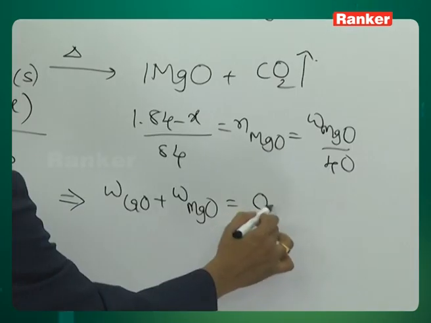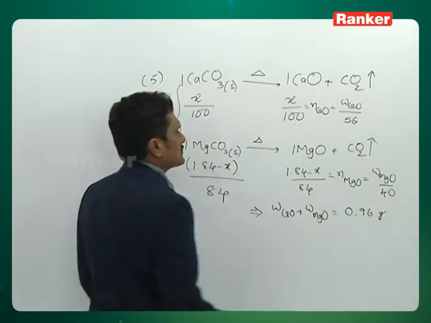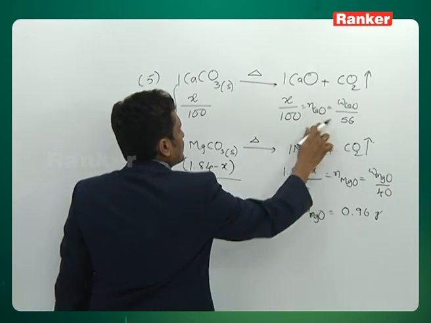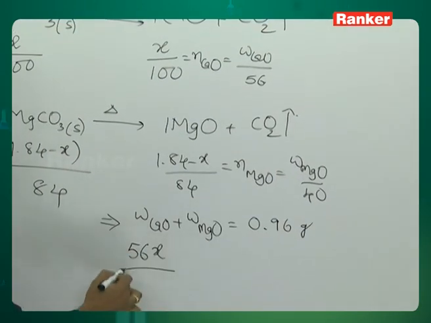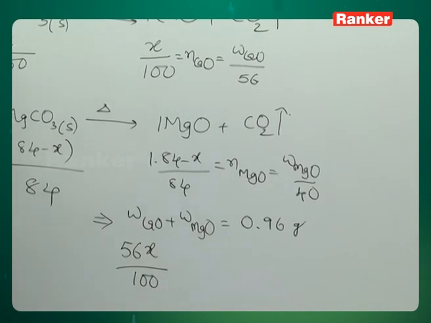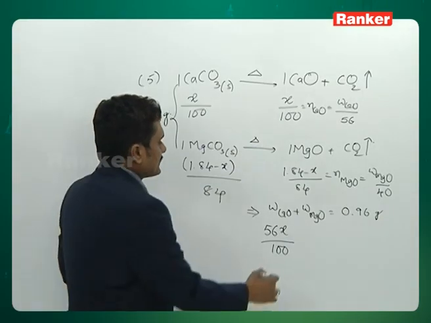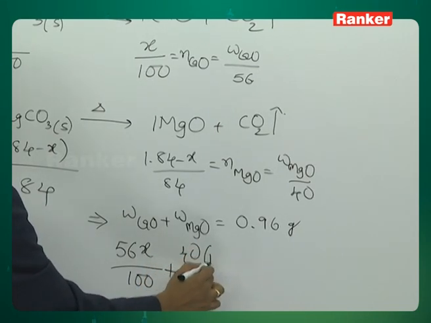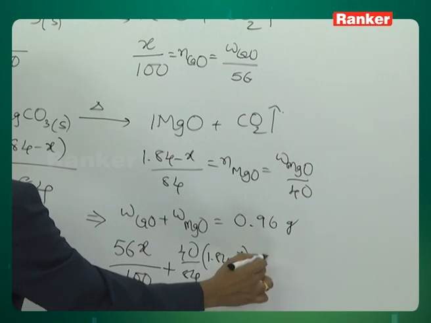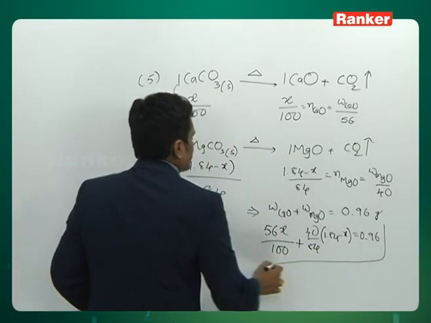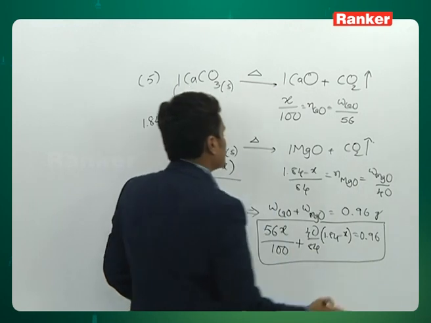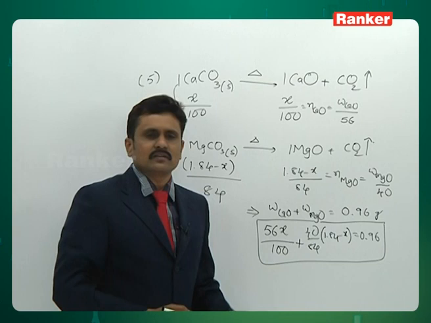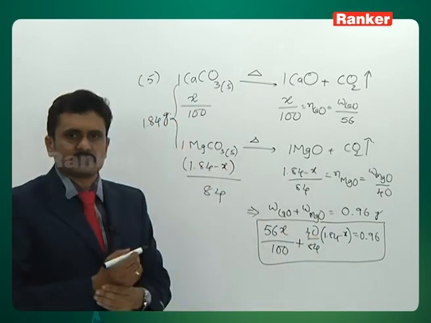it's given in the problem as 0.96 gram. You can see from the above information, we have got the weights of CaO as well as MgO in terms of X. I mean to say, weight of CaO here, cross multiplication will give you 56 X by 100 plus the weight of MgO, which is 40 by 84 into (1.84 minus X), which is equal to 0.96. So you have this equation which has only one unknown, X, which is nothing but the weight of CaCO3.